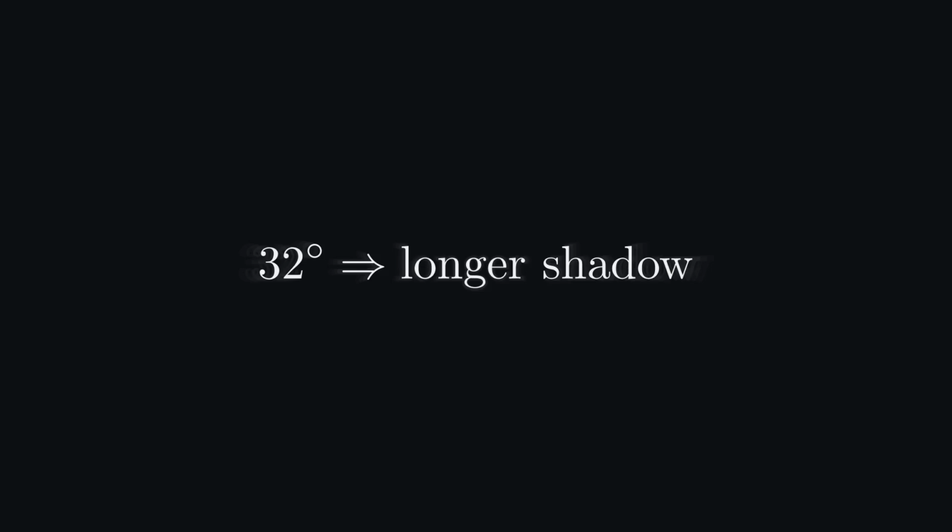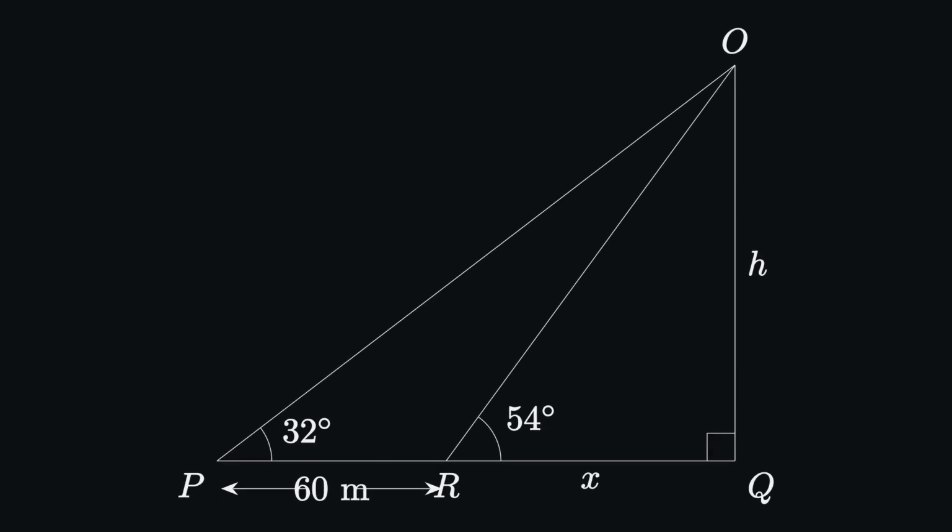Now, let us understand part B. When the sun is higher in the sky, the angle of elevation is larger and the shadow is shorter. So the 54 degrees angle gives the shorter shadow, while the 32 degrees angle gives the longer shadow. Study the diagram carefully. This prepares us for the next step.